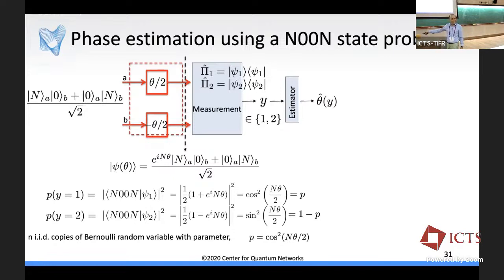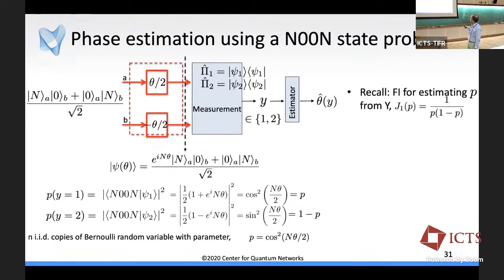You have little n copies of a Bernoulli random variable with a parameter p, which is the parameter that you care about, but not quite. You don't care about p, you actually care about theta. So you have to still use that Jacobian, right? So first question is, how do I calculate the classical Fisher information of this measurement? Well, recall from that formula over here on the board that the Fisher information for estimating p is 1 over p times 1 minus p. We just derived that for the Bernoulli random variable.